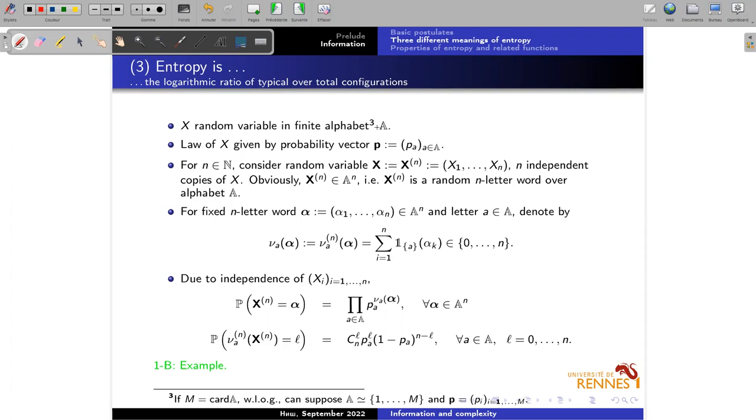So X is a random variable on the set A. That means X takes values in A. So if A is equal to 0 or 1, for instance, bits, then X will be 0 with the probability P0.